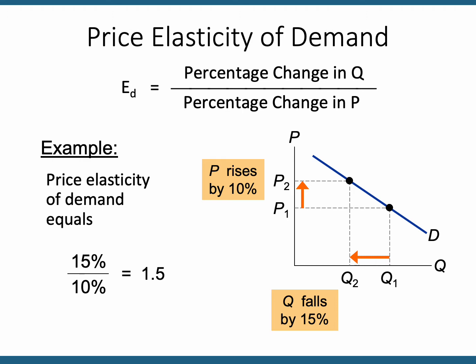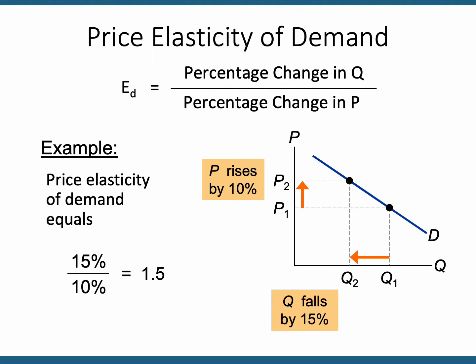Here's an example looking at the demand curve of a price change that causes a quantity demanded change. So there's your demand curve. Let's say we start at point P1Q1, and we don't have numbers here, but we're given the information that the price is increased by 10%. So it goes from P1 to P2, that's a 10% increase. That leads to a 15% decrease in the quantity demanded.